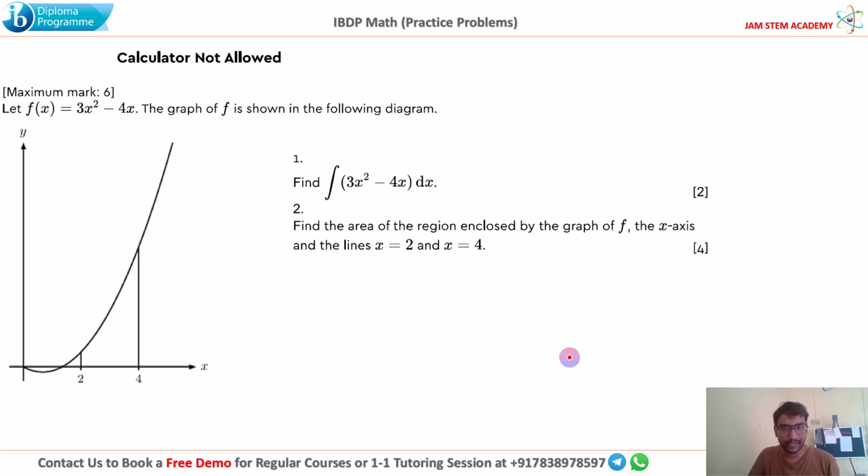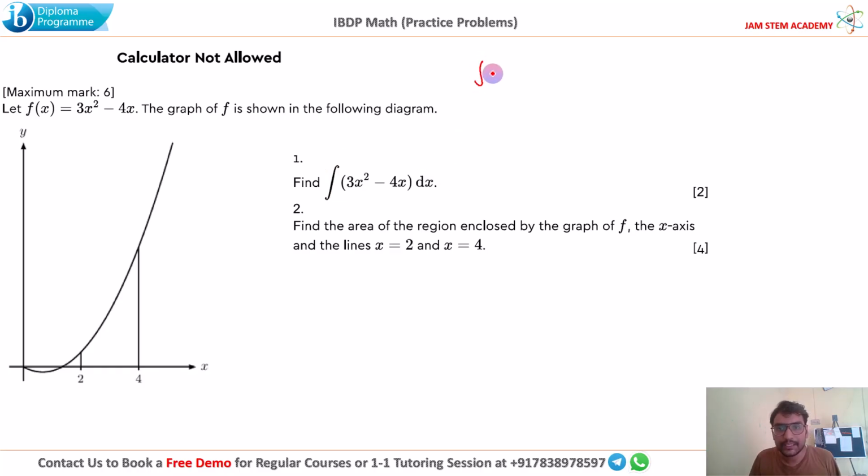Some students love calculus, some students hate calculus because of these integral things. I do love this. Okay, see, it says f(x) is a function whose graph is also given to us, and it says find the integration of 3x squared minus 4x, but there is no limit provided to us. What does that mean? It means indefinite integral is to be calculated.